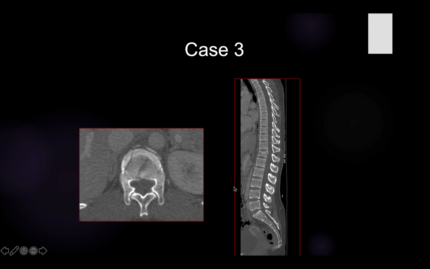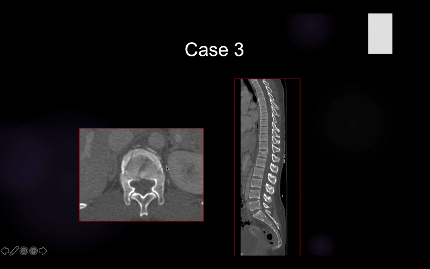Case number three. Here we can see there is a vertebral body fracture involving the D12 vertebra. This vertebral body fracture is not associated with malalignment, so it is not a translation fracture. It is well aligned. There is no widening of the interspinous distance, so this is not a distraction fracture. But clearly there is a disruption of the posterior cortex here, and we can see that the fracture involves the posterior cortex. So this makes it a burst fracture. This is a D12 burst fracture.